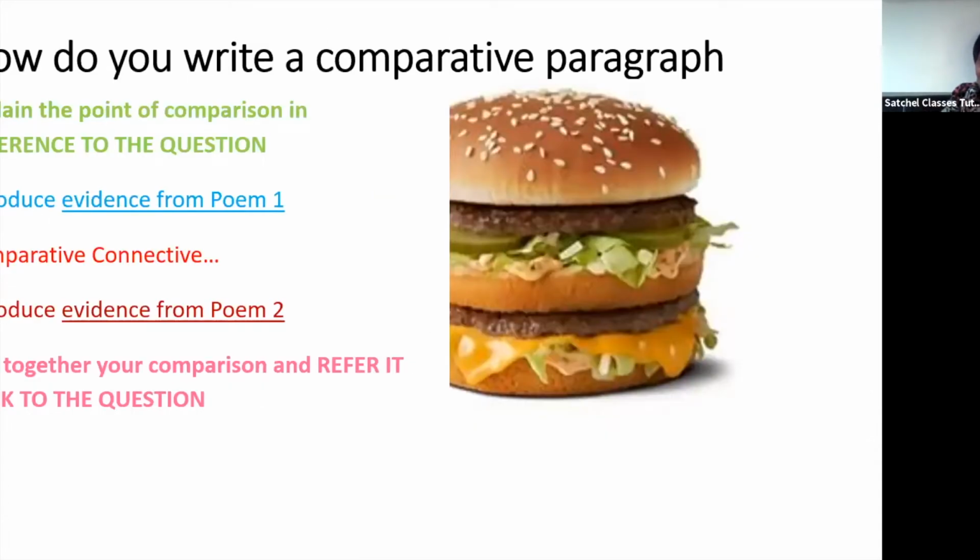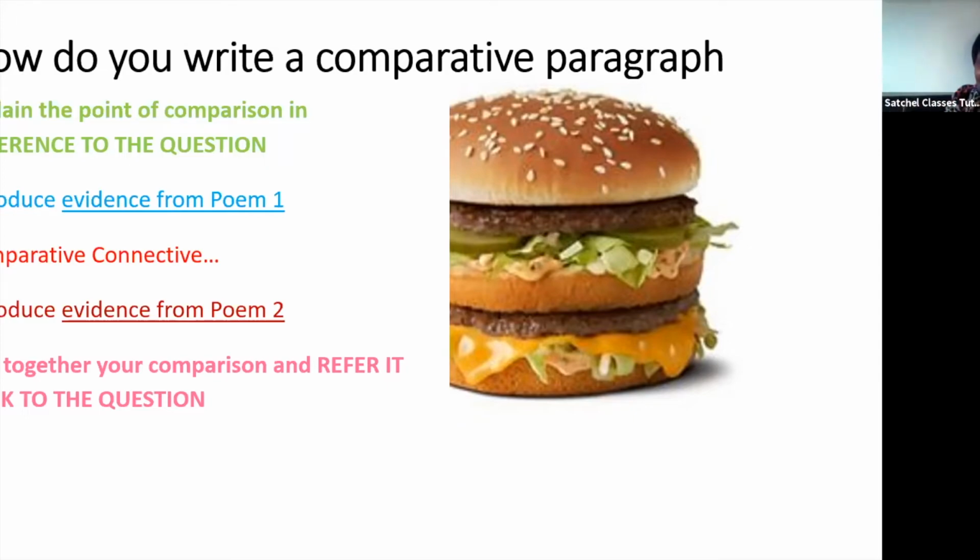Right, so let's talk about how we actually devise and write a comparative paragraph. The first thing we look at is the point of connection. So it's a hanger method. We write about what both of them are doing. Then we look at the first poem and introduce evidence for the first poem before a comparative connective, similarly or in contrast. Then we introduce evidence for the second poem and then try and pull it all together.